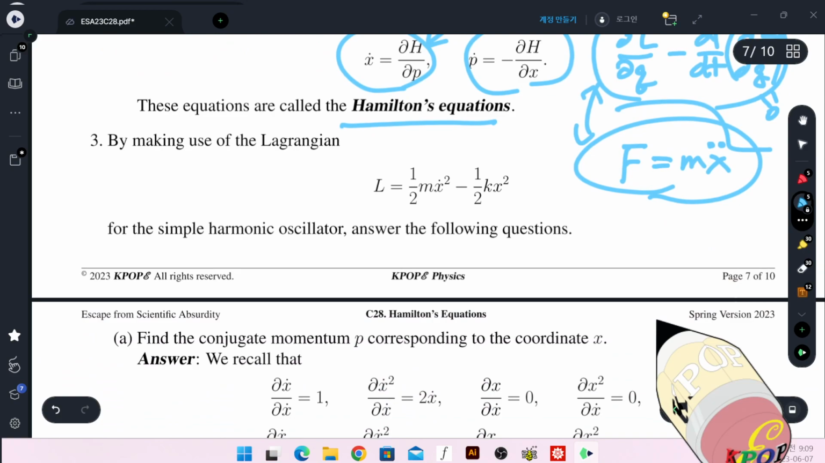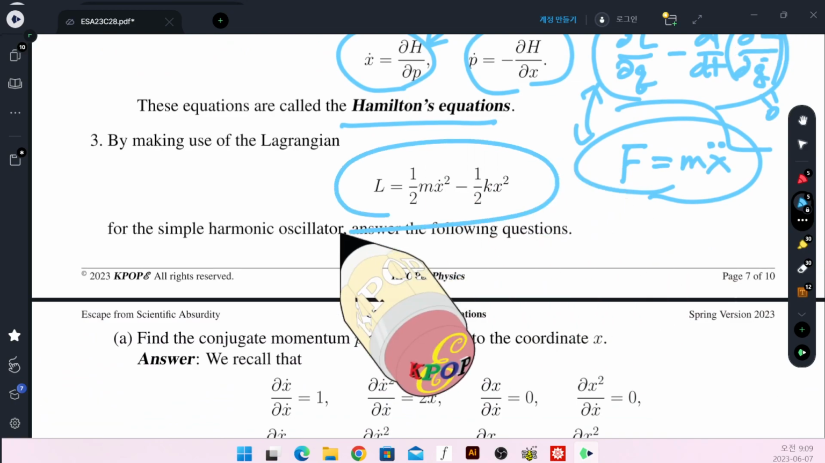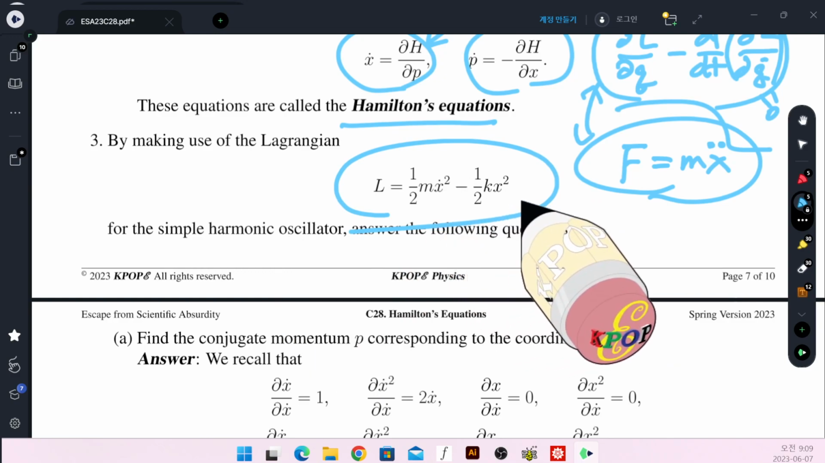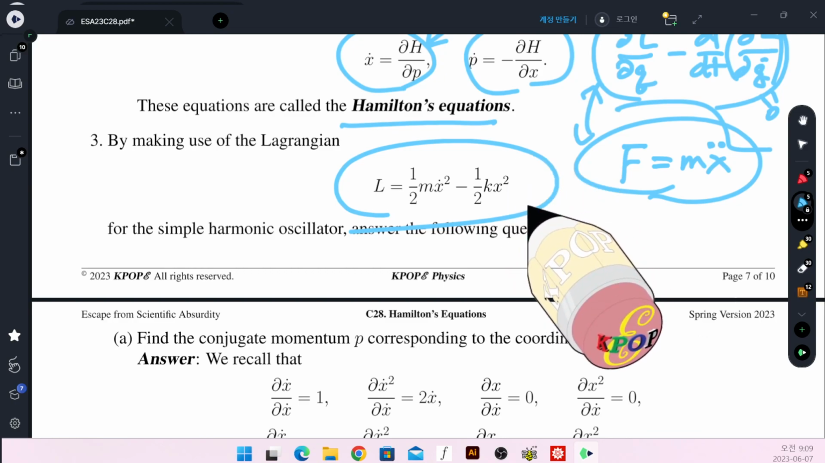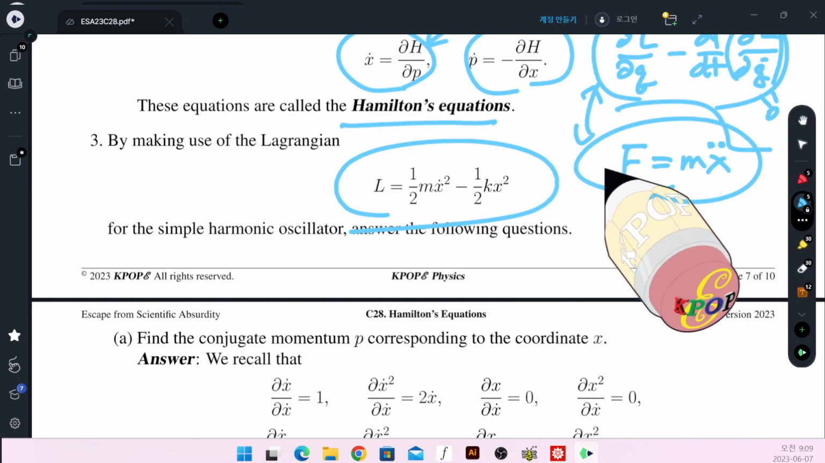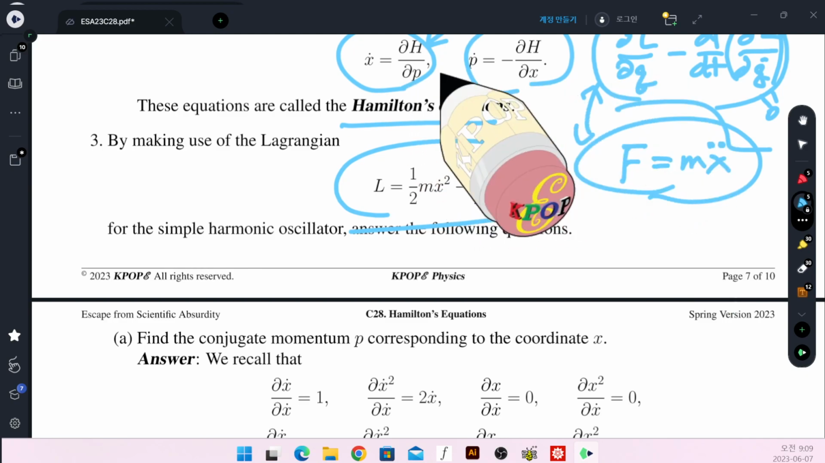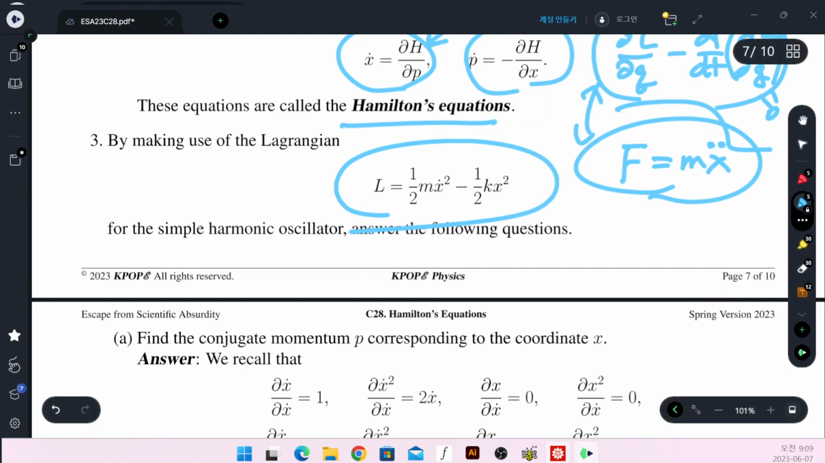Let's see what happens if I make use of the Lagrangian for a harmonic oscillator. The kinetic energy is 1/2 mv squared, and the potential energy is 1/2 kx squared plus some constant, but that constant doesn't matter because after taking the derivative with respect to either x or p, that constant doesn't contribute at all.